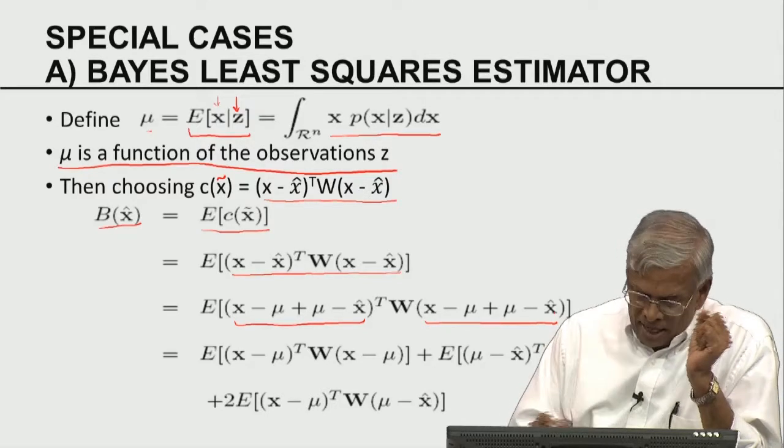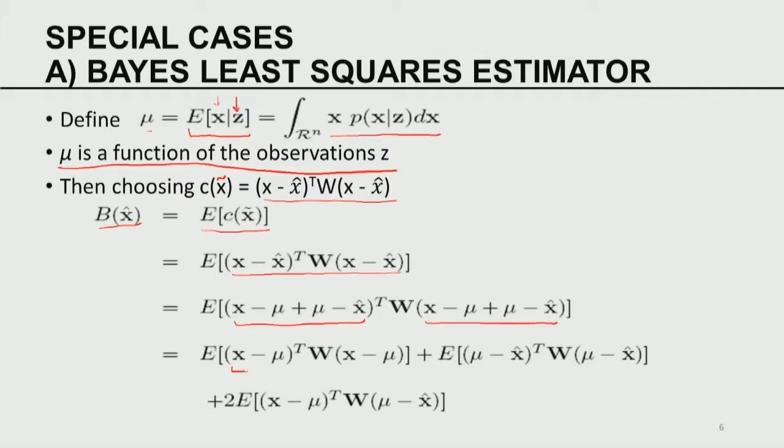If you multiply and simplify, I get one form like this, another form like this, and yet another one is like this. So I get a sum of three expectations. It's a very simple idea. I'm trying to compute the conditional expectation, and I'm going to compute the Bayesian cost. I have inserted the conditional expectation into the Bayesian cost, and I'm going to see the role of conditional expectation in trying to minimize the Bayesian cost. That's the purpose.